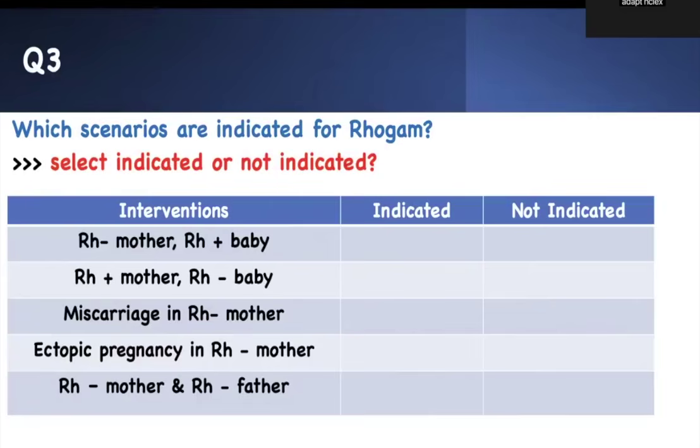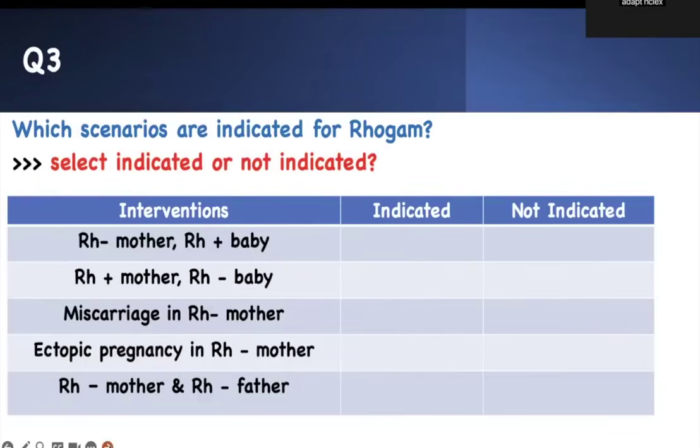That's all. What is the problem? Rh negative mother give birth to Rh positive baby. Do you think you need a Rhogam? Rh positive mother give birth to Rh negative baby. Do you think you need a Rhogam? If you have miscarriage and you are Rh negative, do you need a Rhogam? If you have ectopic pregnancy and you have Rh negative, do you need it? If you are Rh negative and your husband is also Rh negative, would they give it to you? Answer it. I know you got it. 5 out of 5. I know you're going to get it.